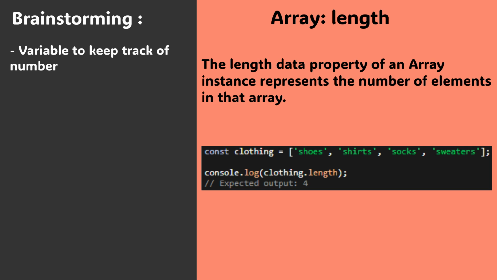Let's name it count. But how will we count elements? We need something which goes through each element and increments the count variable by 1. So a loop sounds perfect for it. But how can we use a loop if we don't know the length of the array? For this we can use a for of loop, which loops through the values of an iterable object. And its syntax looks like this.